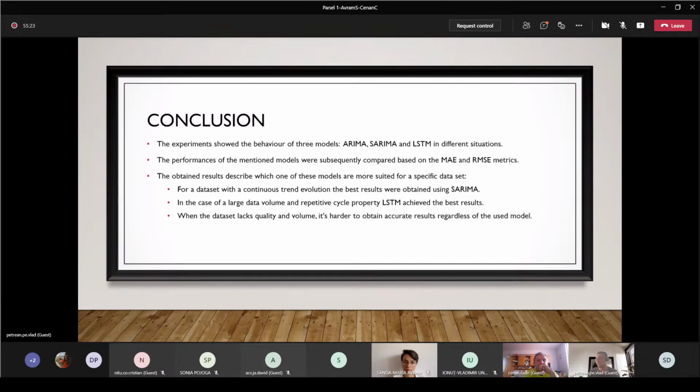And for the specific data sets, we observe that when there is a continuous trend evolution, the best results were obtained by the Arima. In case of a large data volume and where there is a repetitive cycle property, like the Bucharest temperature data set, LSTM achieved the best results. And in the cases where the data sets didn't present such quality in data, then it's harder to obtain accurate results. But also in these cases, LSTM obtained the better one from the bad results, so to say.